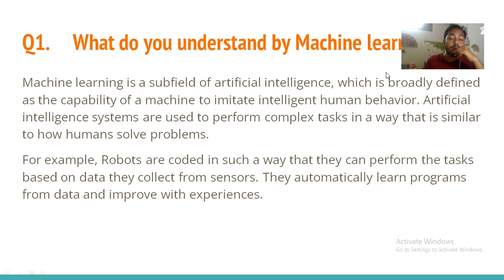I know that you are already aware of the definitions of artificial intelligence. By the term artificial intelligence, we mean those machines which will be able to imitate our behavior, human behavior, right? Of course, intelligent human behavior. So similarly, as I have said, machine learning is a subfield of AI. So with machine learning, we try to do the same. For example, robots are coded in such a way that they can perform tasks based on the data they collect from sensors. They automatically learn programs from the data and improve with experience.